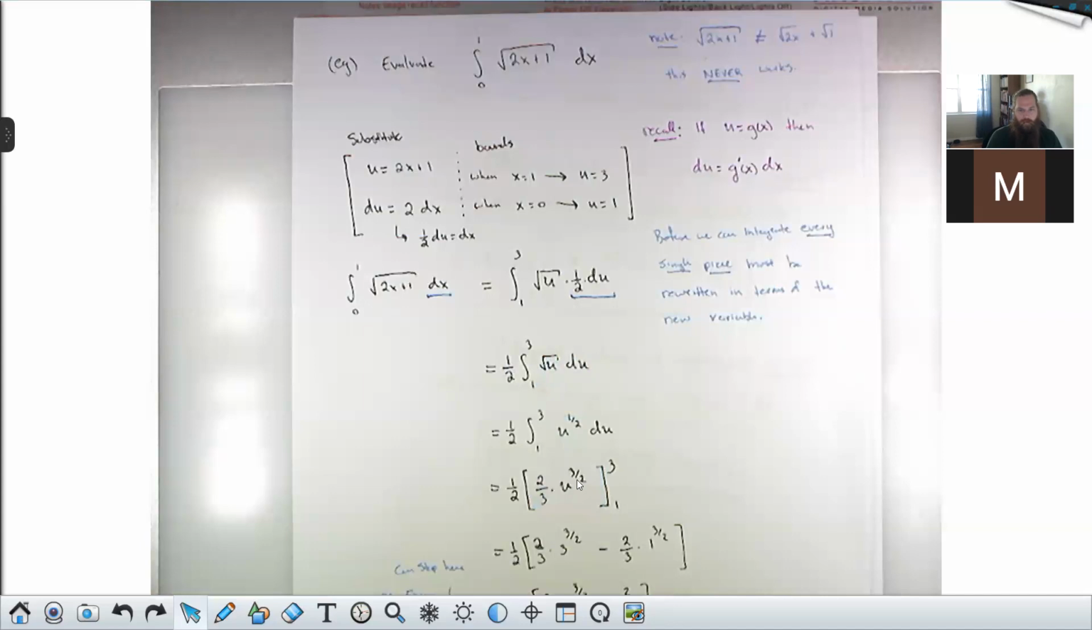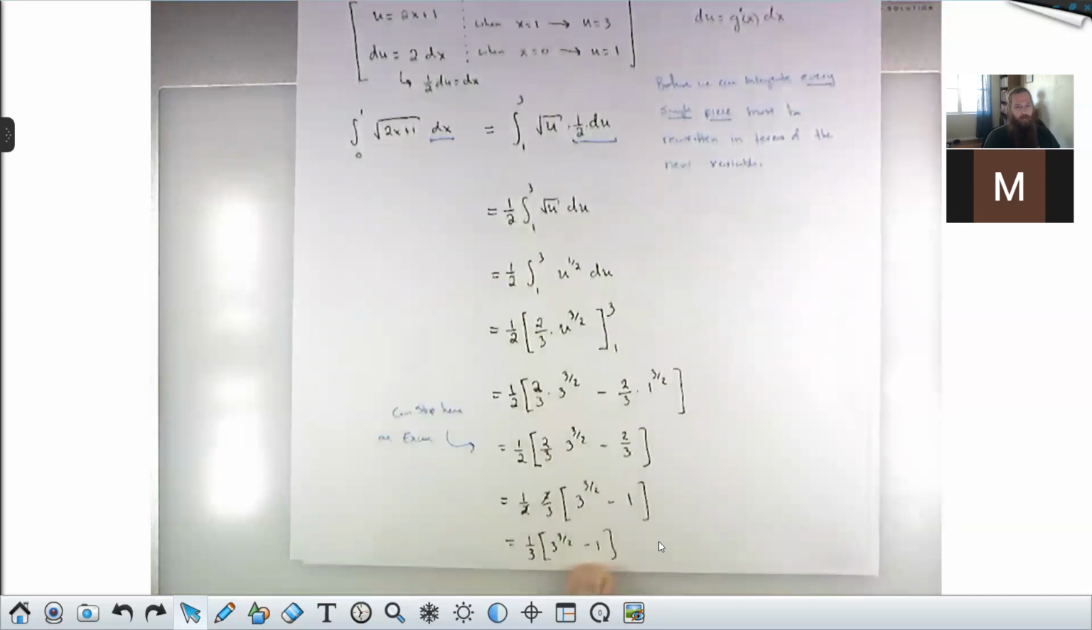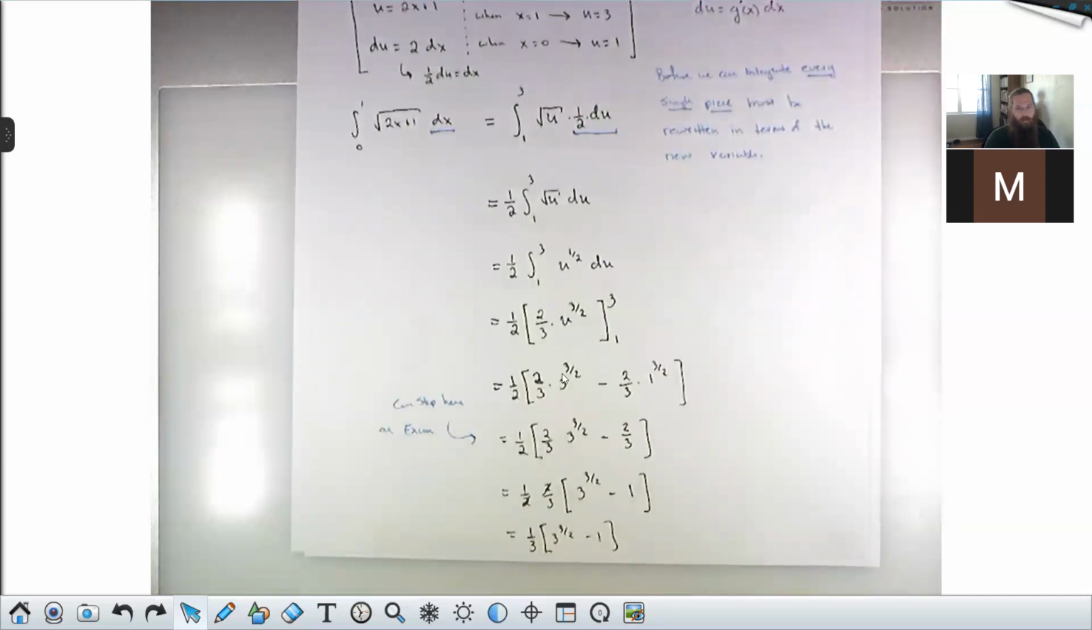And now, since it's a definite integral, after I apply my power rule to find an antiderivative, I need to evaluate between these bounds, the limits of integration. And that was what we did for the rest of the problem. We just plugged in 3, and then we subtract what we get when we plug in 1, and try to simplify.